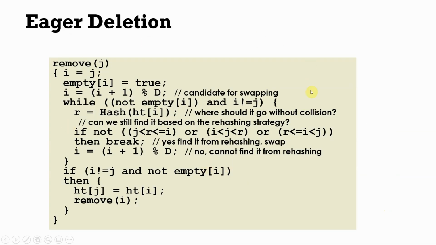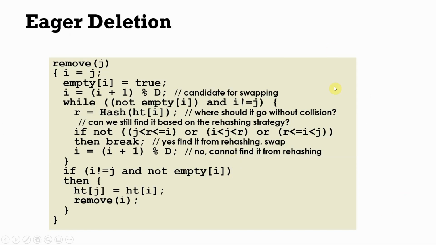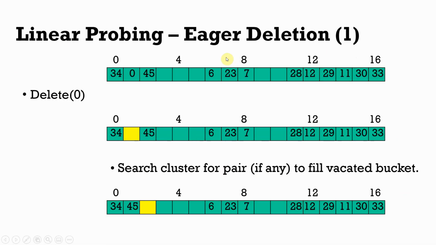This shows the implementation of another method called eager deletion, which deletes the item and searches the later items in the list to see if they belong to that cluster. If that's the case, they shift it so that we don't lose this memory location. I leave it up to you to go through this one, but I'll show you an example of how this is done.